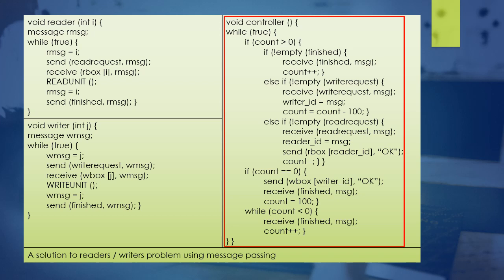This means that the requesting writer is waiting for active readers to move out. The controller blocks to receive finished messages, which would come from any one of the readers, and when it receives one, it decrements count. As long as readers remain in the system, count is less than 0 and the controller blocks to receive finished messages from them repeatedly. When all of the readers leave, count becomes equal to 0. Then the controller sends an OK message to the writer's mailbox W box and blocks to receive a finished message.